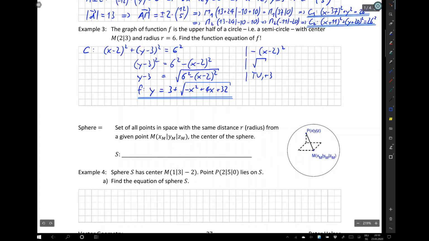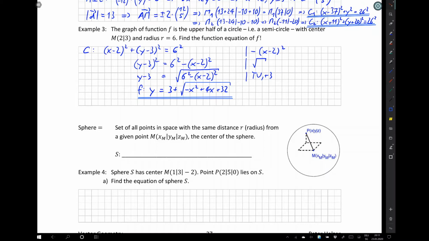Now let us look at the sphere. The sphere is the set of all points in space with the same distance from a given point M. So M is the center of the sphere and the distance r is the radius of the sphere. Now let P be an arbitrary point on the sphere.